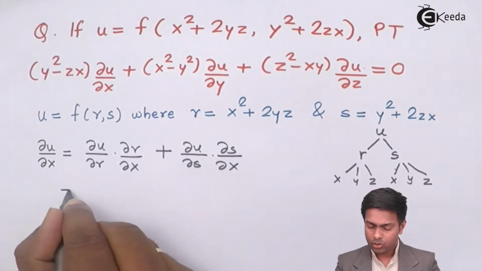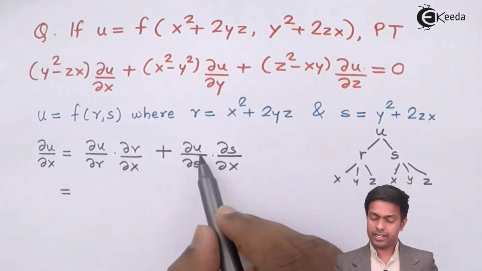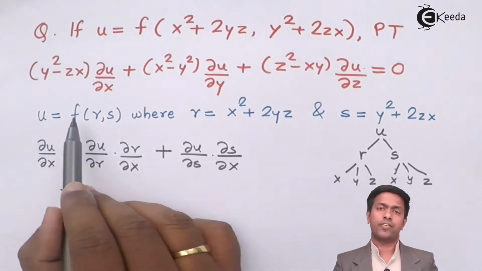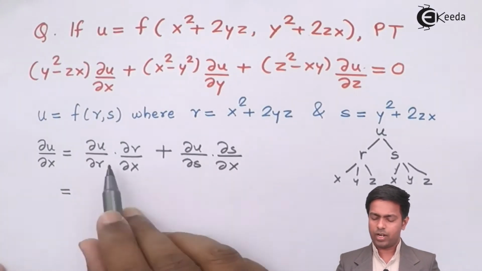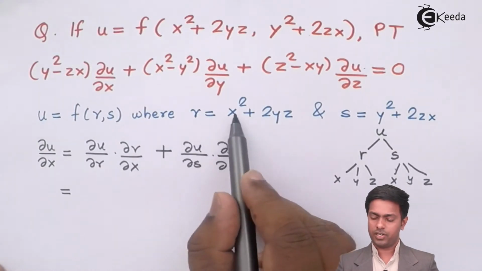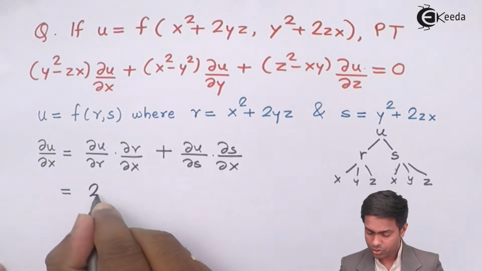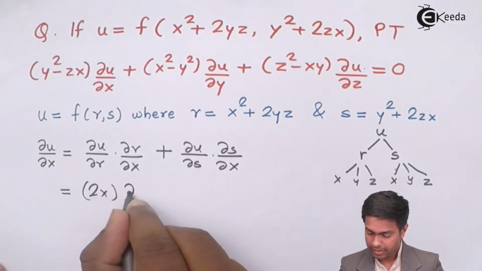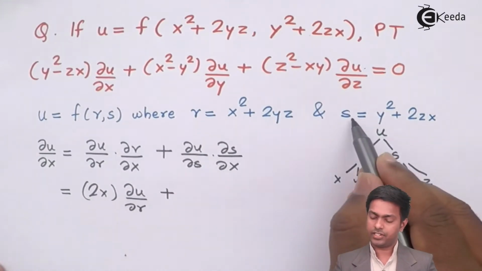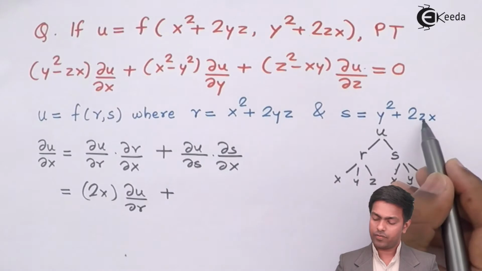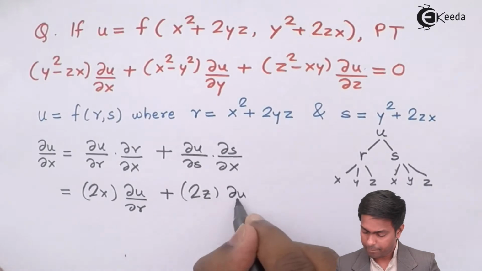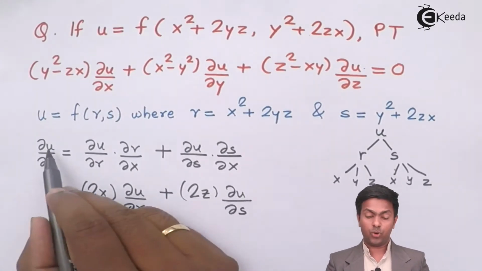So let's start. Now I have to find the value of del u by del r and del u by del s, but guys these values are not possible because u is not defined. It is just given that u is a function of r and s. So I will not find these two values. Let's find del r by del x. We'll differentiate this r with respect to x partially. Here we'll get 2x. So it is 2x into del u by del r plus del s by del x. Let's differentiate this with respect to x partially. So here we'll get 2z, so 2z into del u by del s. So guys, this is the value of del u by del x.